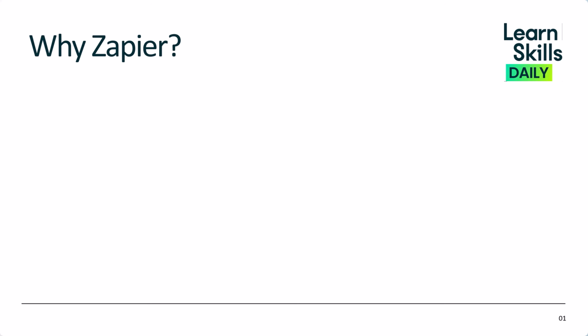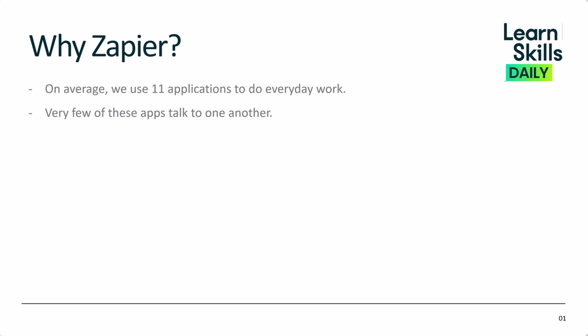So first, we're going to talk about why Zapier, why utilize this program at all. On average, according to a study, we use 11 applications every day to do our day-to-day work. That is a lot. But the problem is that very few of these apps actually talk to one another. Sure, if you're in a Google environment, your Gmail talks to your calendar, and if you're a Mac user, everything kind of just works together. But what if you use Mac Mail and Google Sheets? Or what if you have Slack at work and Slack doesn't really talk to mostly anything without a lot of configuration and behind the scenes work?